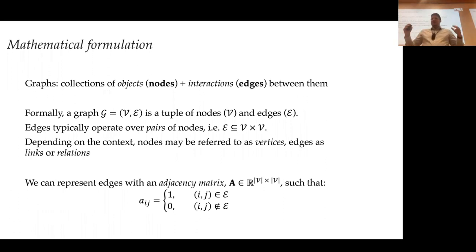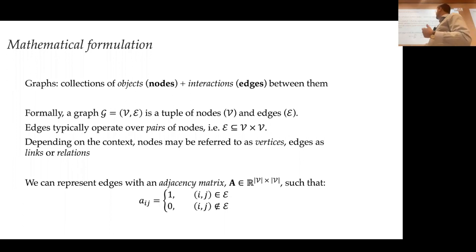So let's try to set up some mathematical formulations so we're all on the same page about the notation I'm going to use. We're going to think of graphs as collections of objects, which we sometimes call nodes or vertices, and interactions between them, which we sometimes call edges or links. So formally, a graph is a tuple of two sets: a set of nodes and a set of edges, which is the set of pairs of nodes, basically. And depending on the context, you may refer to nodes as vertices or edges as links or relations, but for the purpose of this course, we're going to refer to them as the same thing.